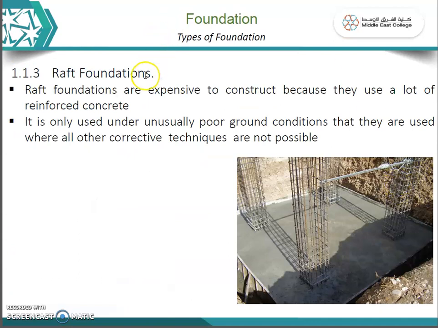Coming to a raft foundation, it is also generally described as another slab at ground level. Like how the slab transfers loads to beams and columns, it avoids loading a particular column or a particular section. Raft foundations are expensive to construct because they use a lot of reinforced concrete. They are used only under unusually poor ground conditions.